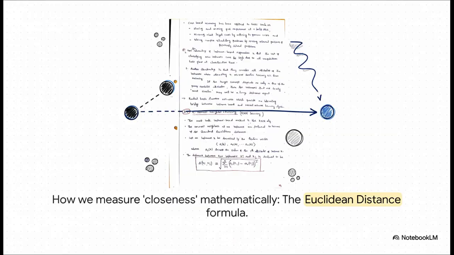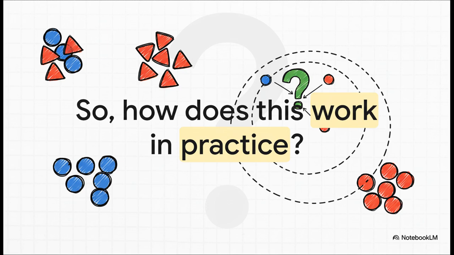So how does a computer actually measure closeness? It's not a vibe or a feeling, it's a hard number. The algorithm literally calculates the straight line distance between two data points. Most of the time, it uses this formula you see here, the Euclidean distance formula, to figure out mathematically who the nearest neighbors really are. Okay, that's enough theory for now. Let's actually see this thing in action with a real example.